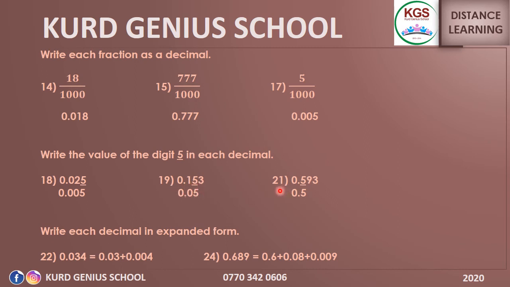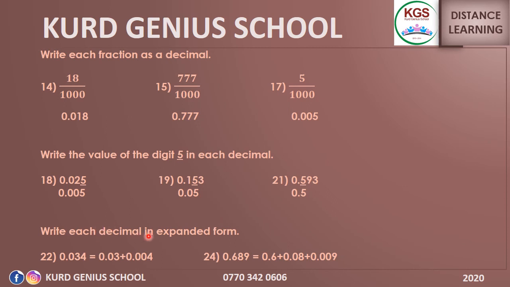Number 21, 593. This 5 here has a value of tenths. Since it's the first digit to the right of the decimal point, ignore the digits to its right. We have only 1 digit to its left, which is the whole number, and it's already 0. So the value of this 5 here is 5 tenths.